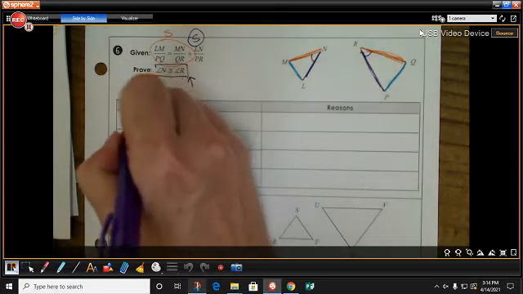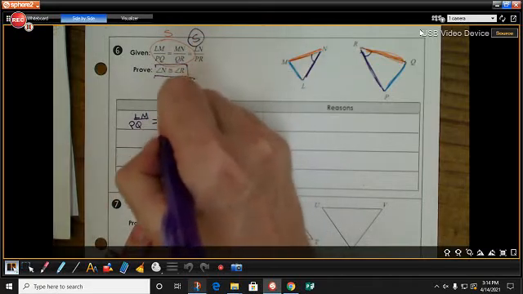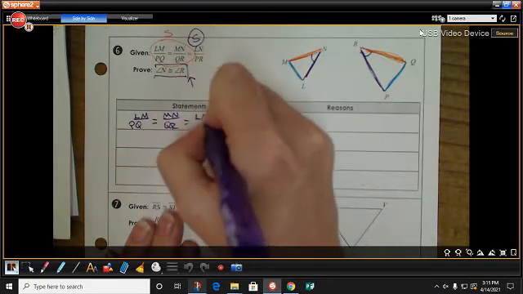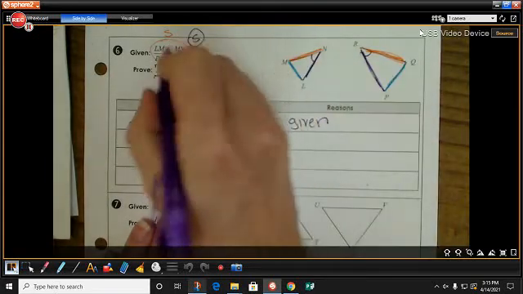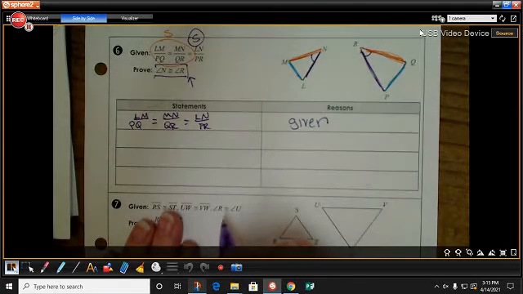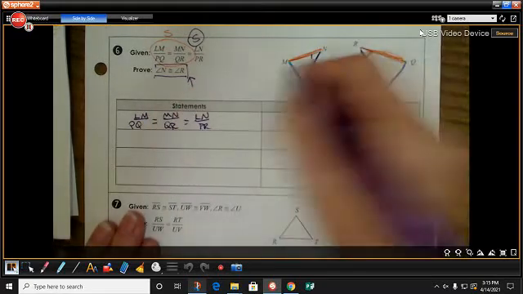Let's start with what I was given. I was given LM to PQ equals MN to QR equals LN to PR. That was just given to us. Well, that gives me sets of sides being proportional to each other. So I can then say that the two triangles are similar.